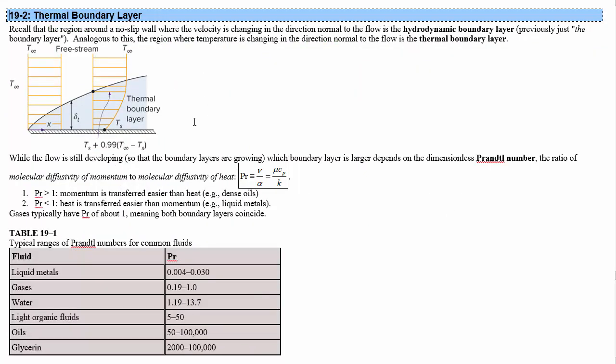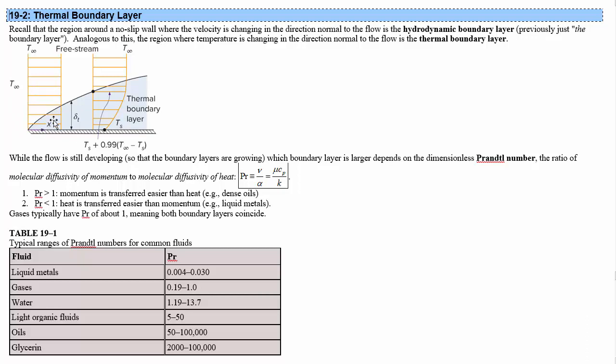19.2 Thermal boundary layer. Remember when we talked about fluid motion that the boundary layer was the region around a solid, around a surface, where the flow of the free stream is being affected by that surface. So we said that the edge of the boundary layer is where the flow has become 99% of what the free stream flow was. So past that, it's basically just the free stream, and we have no idea in that fluid that there is a surface around. It's not affected by the surface.